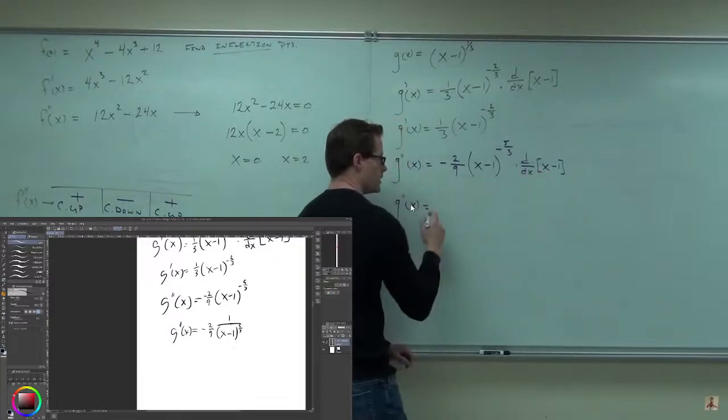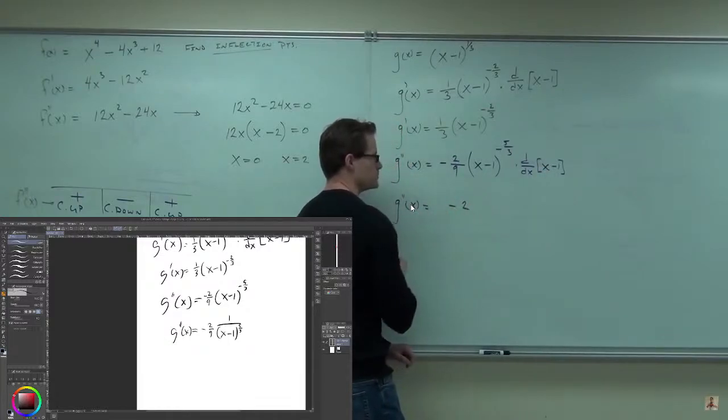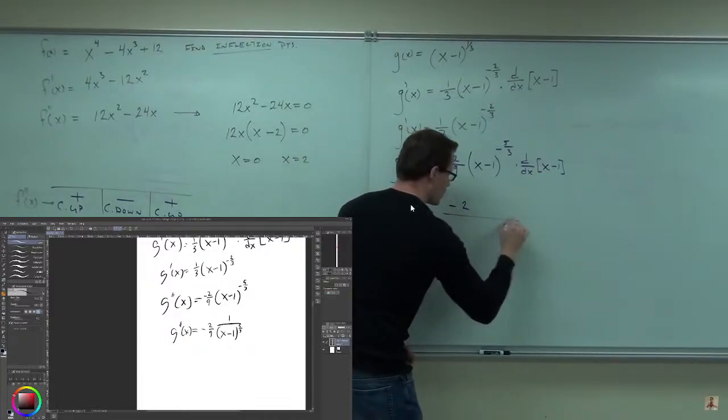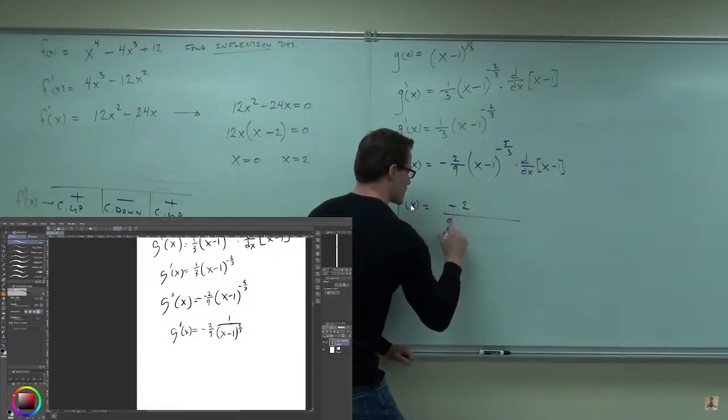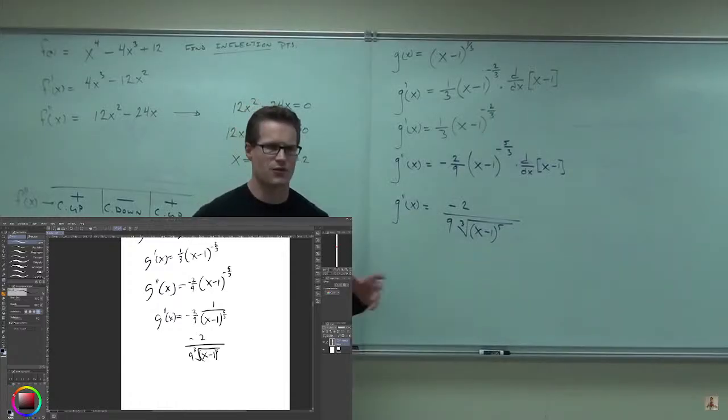Since that's a 1, this will be -2 over 9 cube root (x minus 1) to the 5th. There's a lot of math right there. Can you follow that? You sure? There's a lot of stuff in our head.